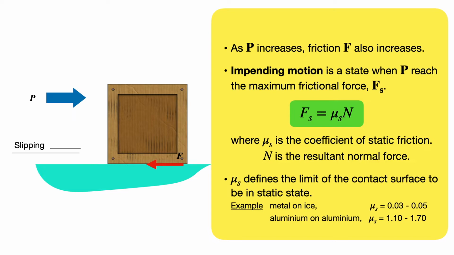So you can see the coefficient of static friction for metal on ice is far lower than aluminium on aluminium. It means that metal on ice will have a lower frictional limit compared to aluminium on aluminium. So that is why it is easier to move an object on ice compared to an aluminium surface.